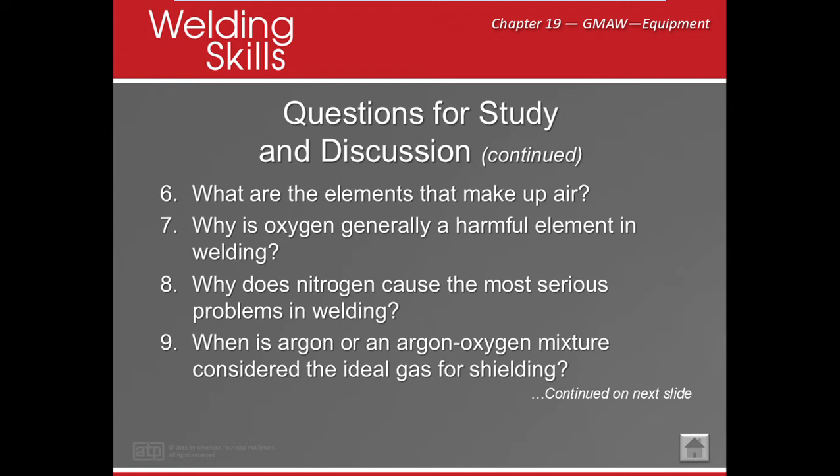All right, so when is argon or an argon mixture considered the ideal gas? So straight argon is not used as a shielding gas except for aluminum, copper, nickel, and titanium. Oxygen is added to argon when we weld mild steel to improve bead contour and penetration.